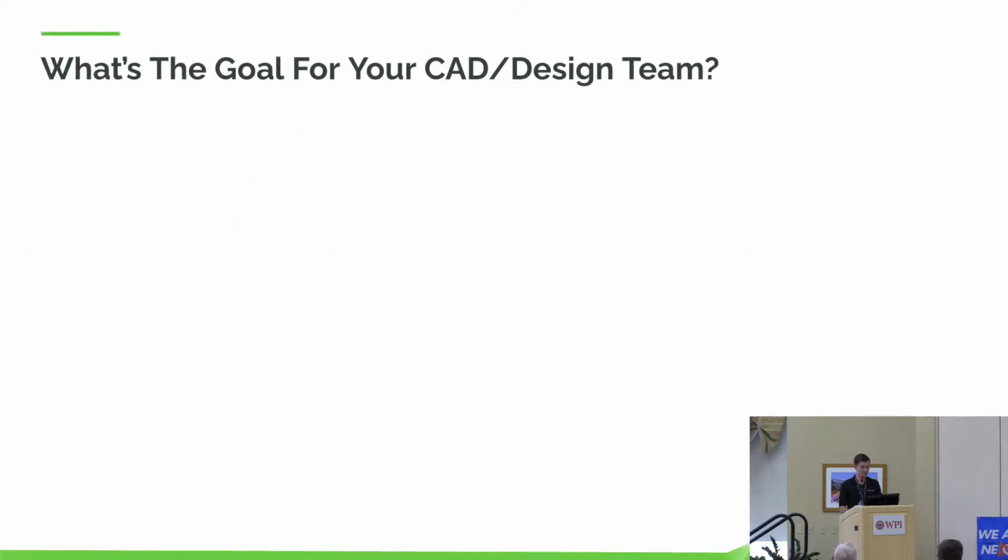So what's the scope? What is the goal for your CAD and design team? I summed this up in one sentence. It's to 3D model a competitive FRC robot. Great. Everybody knew that though. But there's a whole lot more to this. How do we want to actually break this down?